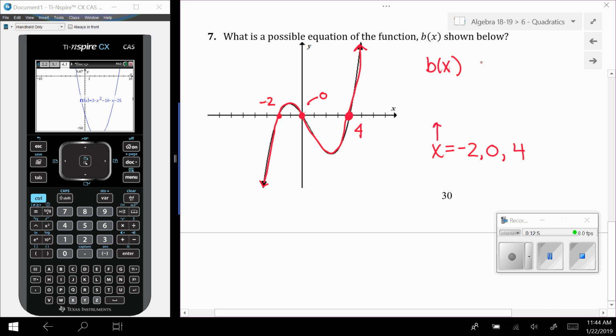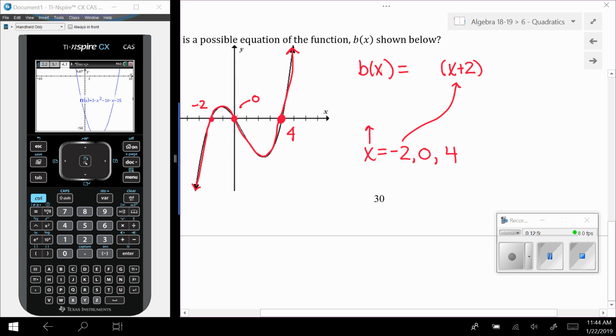What factor created x equals negative 2 as a solution? x plus 2. What factor created 4 as a solution? x minus 4. And then the one with the 0, that's the trickiest. That one is just plain old x.